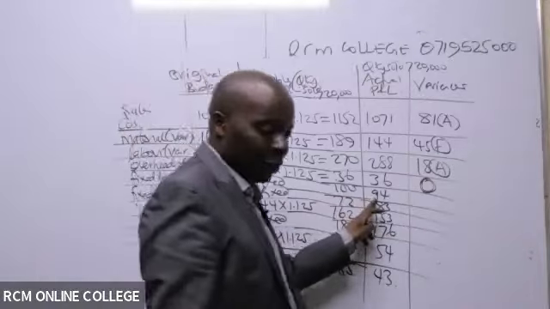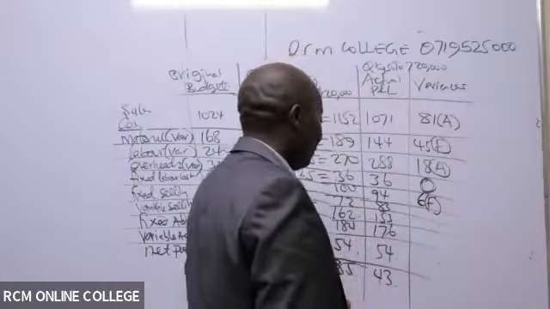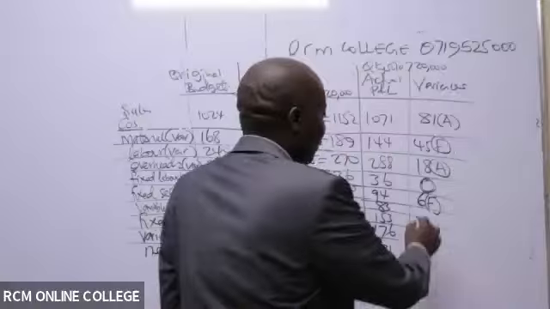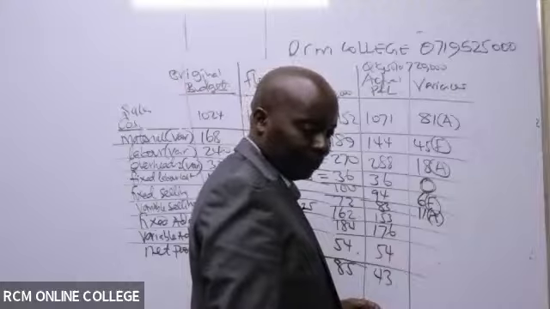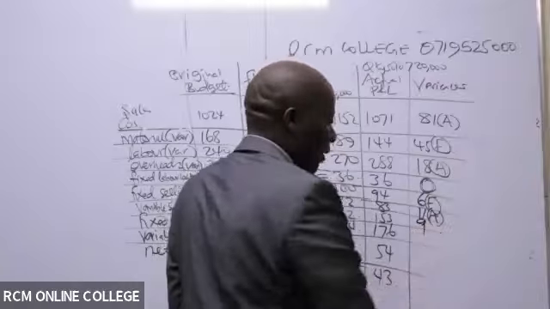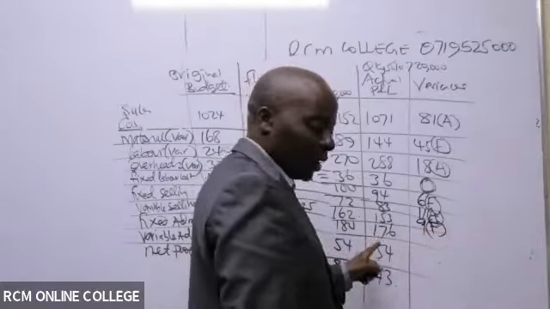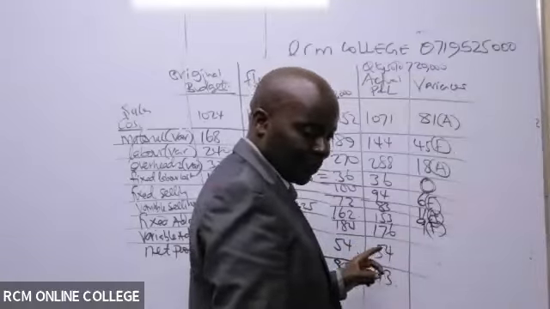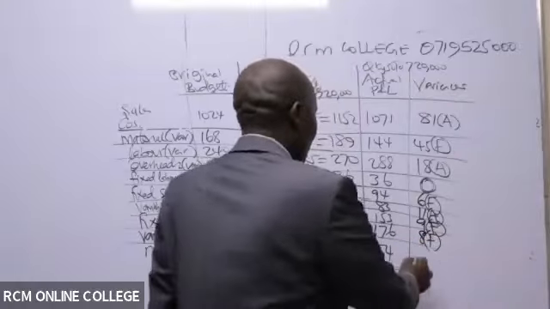So 100 minus 94, that gives me 6. So 6 favorable. 72 minus 83, 11 adverse. 162 minus 153, so this is 9 favorable. And then we have 184 minus 176, 8 favorable. And then lastly 54 minus 54, which gives me 0.